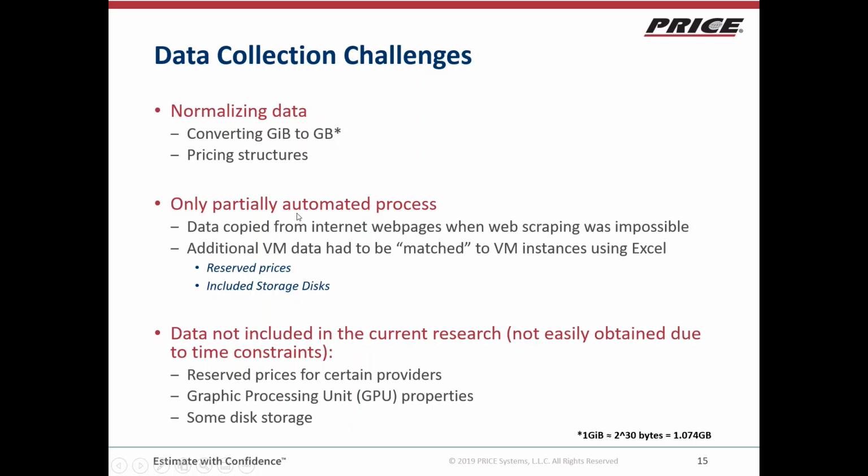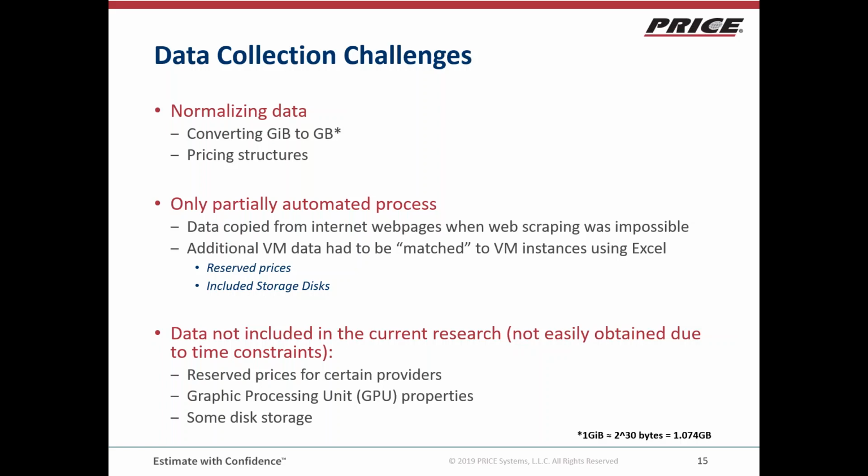Okay, so with the data collection, like any data collection and analysis project, we had to normalize the data. So we did little things like converting GiB to gigabytes. You can see the conversion factor in the bottom right corner, and some of the pricing structures. Some of the data was text, I believe bandwidth, which is the rate of data transfer, was text, and we tried to assign some numerical factors when we were doing the analysis.